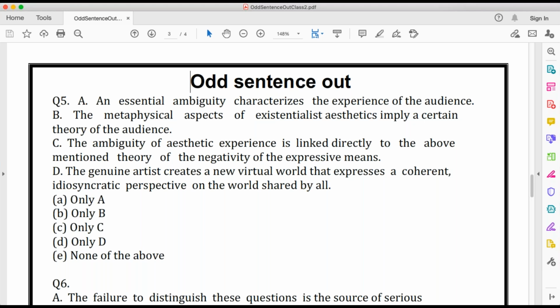No, para jumbles come separately. Odd sentence out is separate. These are two separate question types. A, B, and C are talking about theory of audience, and sentence number D is my odd sentence out. Is it clear to everyone?